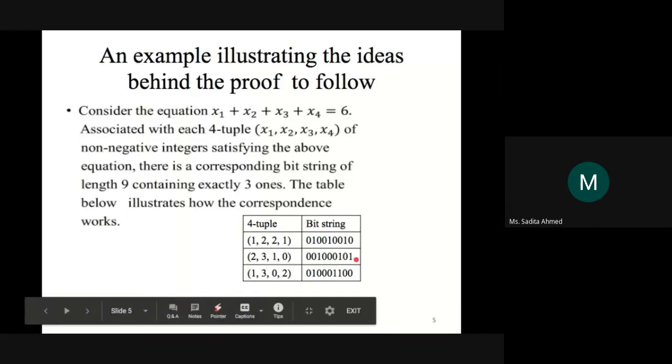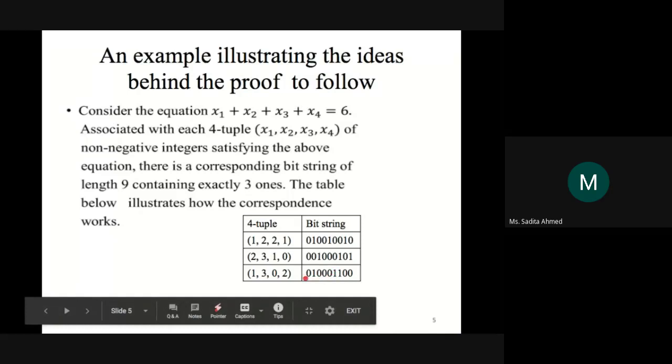Okay, and similarly, this one. x1 is equal to 1, so a single 0 here. And then before moving on to the next value, you put a partition. x2 is equal to 3, so 3 zeros here. And then x3 is equal to 0. So what do we have here? Nothing. After the last partition, you do not put any zeros because x3 is equal to 0.